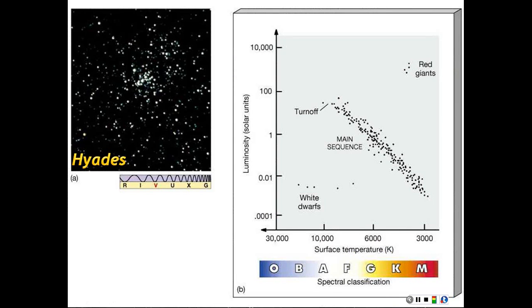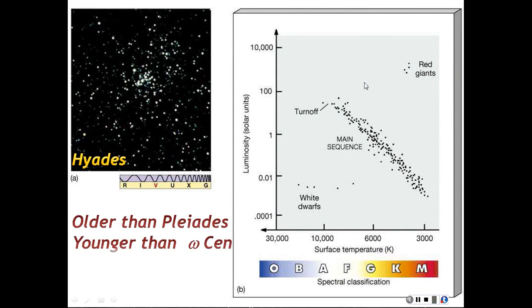Okay, so here I have another cluster called the Hyades, and here you can see, here's the main sequence. We've got a few white dwarfs and a few red giants, but not as many as we saw in Omega Cen, so it must be older than the Pleiades, because the Pleiades hadn't lost these things up here yet. These are the ones that are now over here in the red giant phase. But we haven't got all of these ones missing yet, and so it must be younger than Omega Cen.